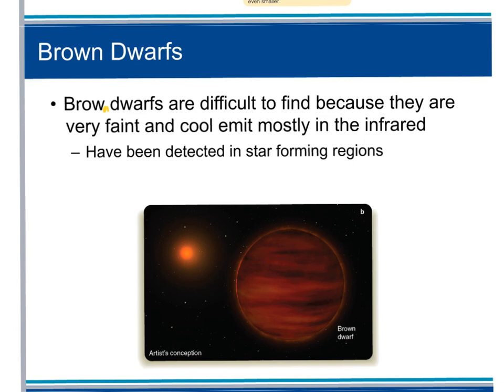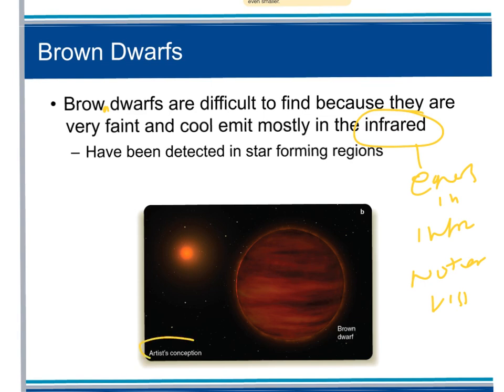Obviously not with the naked eye, but what astronomers would need is a really high powered telescope. And even with a high powered telescope, they're very difficult to find. So what the astronomers use is the infrared type of telescope, and that helps detect energy in the infrared region, so it's not energy in the visible region.